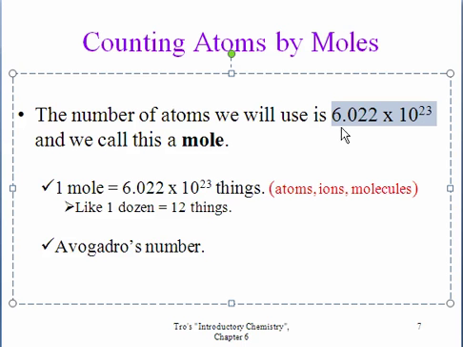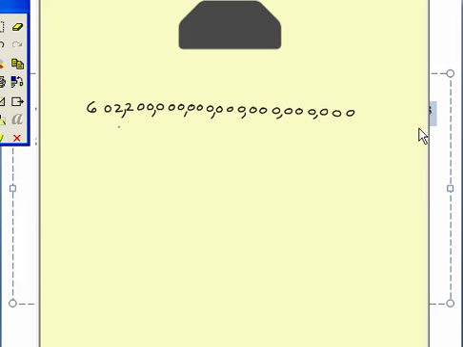A mole is equal to 6.022 times 10 to the 23, which is an absolutely huge number. Here's a mole written out in standard form. Right here's a million, a billion, a trillion, quadrillion, quintillion, 602 sextillion. That's what a mole is.